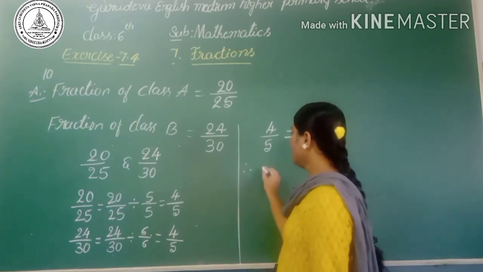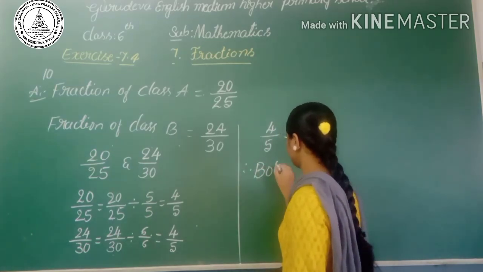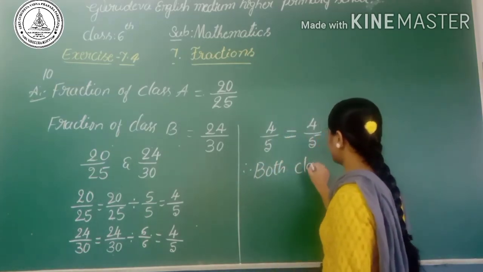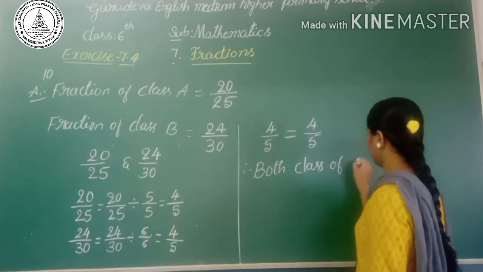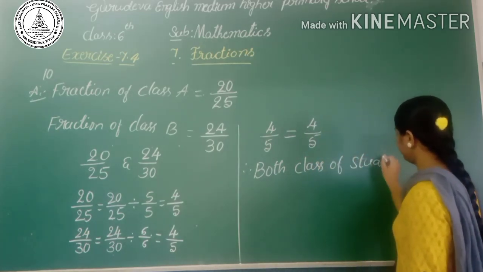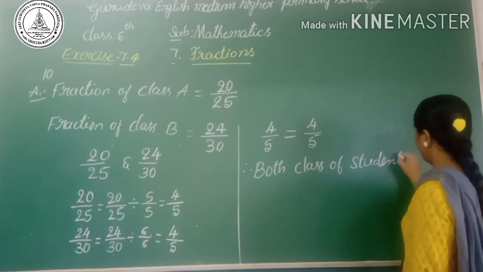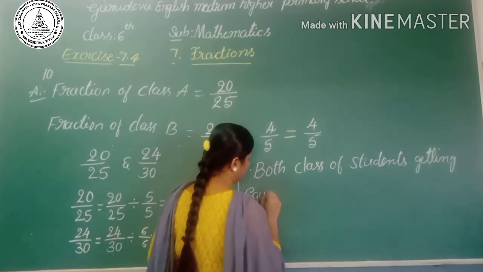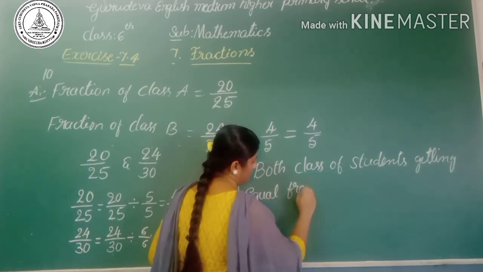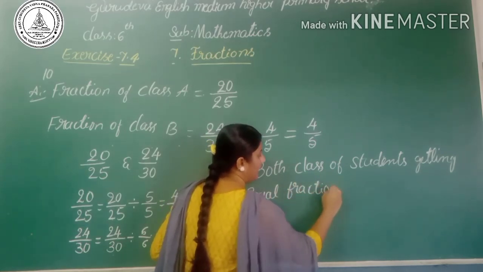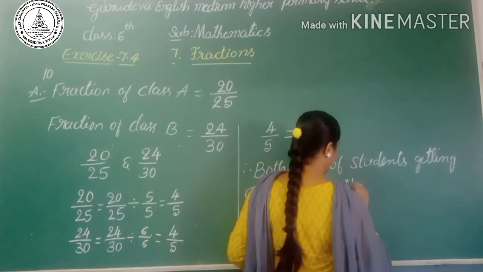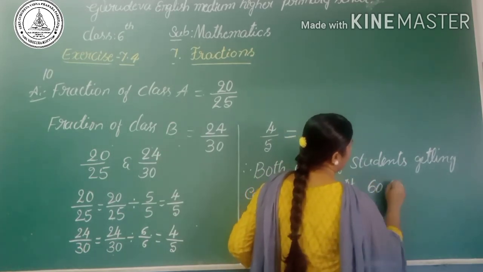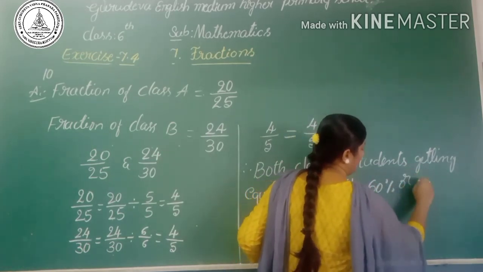Therefore we can write: both classes of students got an equal fraction of 60% or more marks.